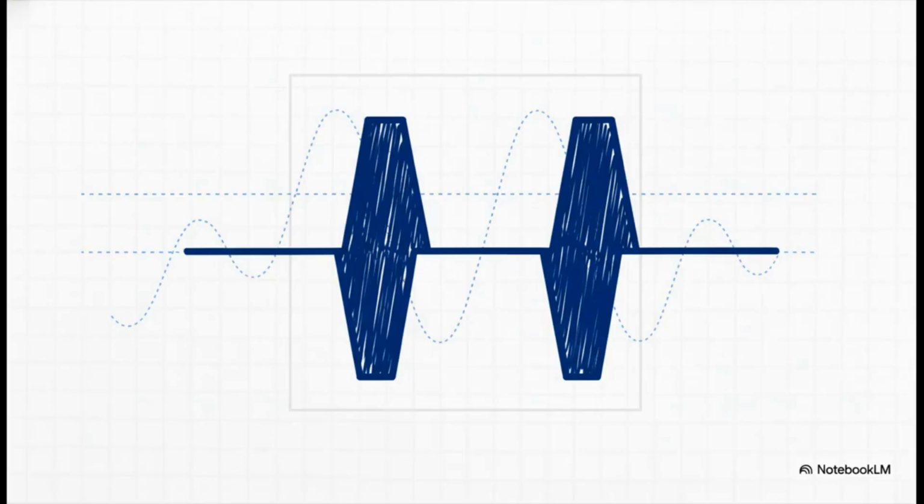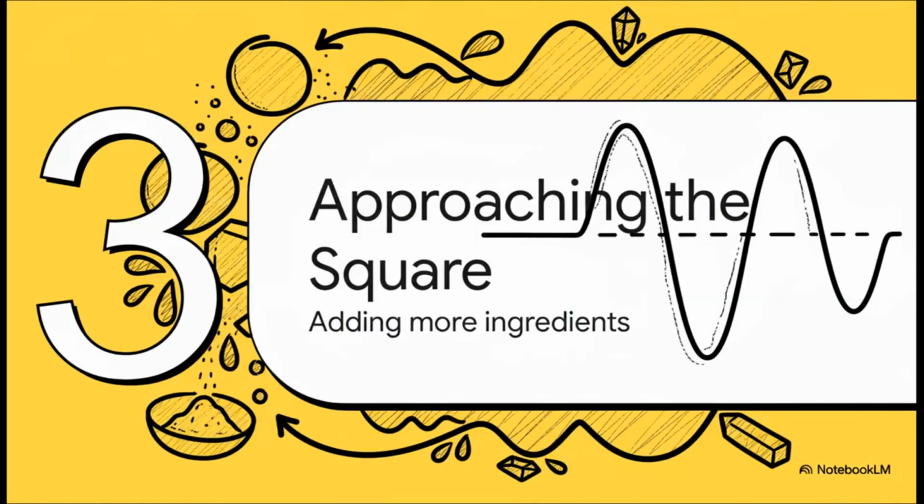So what happens when you add just those two smooth, curvy waves together? You get this. It's definitely not a simple curve anymore, is it? Just look at it. The top is already starting to flatten out, and the sides are getting way steeper. It's wild. With just two ingredients, we're already on our way to building a square wave. Okay, that was a pretty good start, but we can definitely do better. So let's see what happens when we start adding more ingredients to our recipe.